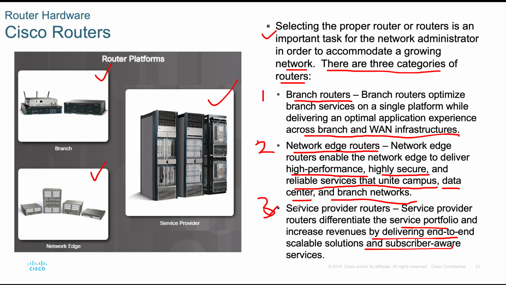So Cisco routers are of different types. Since we've known the functions, let's take a look at the different categories of router. We have the branch router, the network edge router, and the service provider router. Number one, the branch router. Branch routers optimize branch services on a single platform while delivering an optimal application experience across branches within one infrastructure.